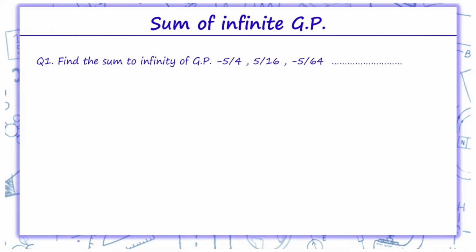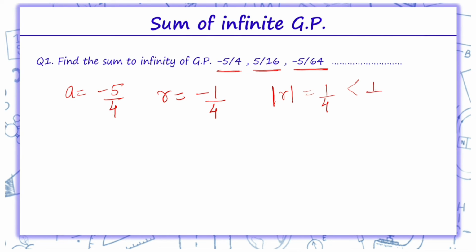Coming to the question, we have to find the sum of the infinite GP minus 5 by 4, minus 5 by 16, minus 5 by 64. Here A is minus 5 by 4. The common ratio R, second term divided by first term, is minus 1 by 4. Now here we take the mod of R only. Mod of R is 1 by 4, which is less than 1.